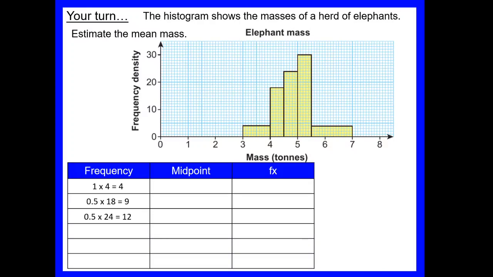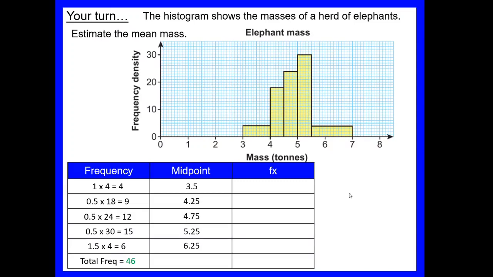We do the same for each of those. We get a frequency of 12, 15 and 6, which gives a total frequency of 46. The midpoints of each bar then, 3.5. Now again, remember this one is halfway between 4 and 4.5, so that's 4.25, 4.75, 5.25, and our last one from 5.5 up to 7. So remember, you can do 5.5 plus 7 divided by 2 is 6.25.